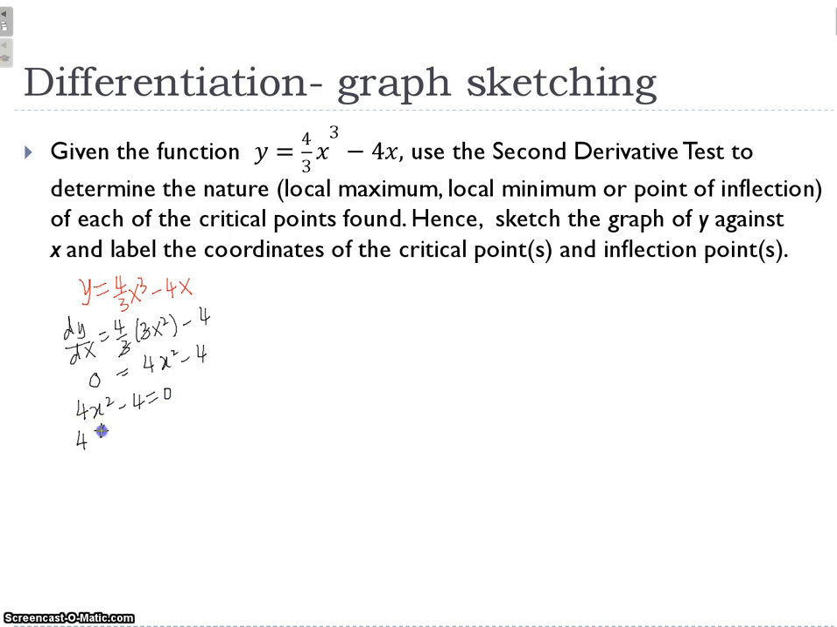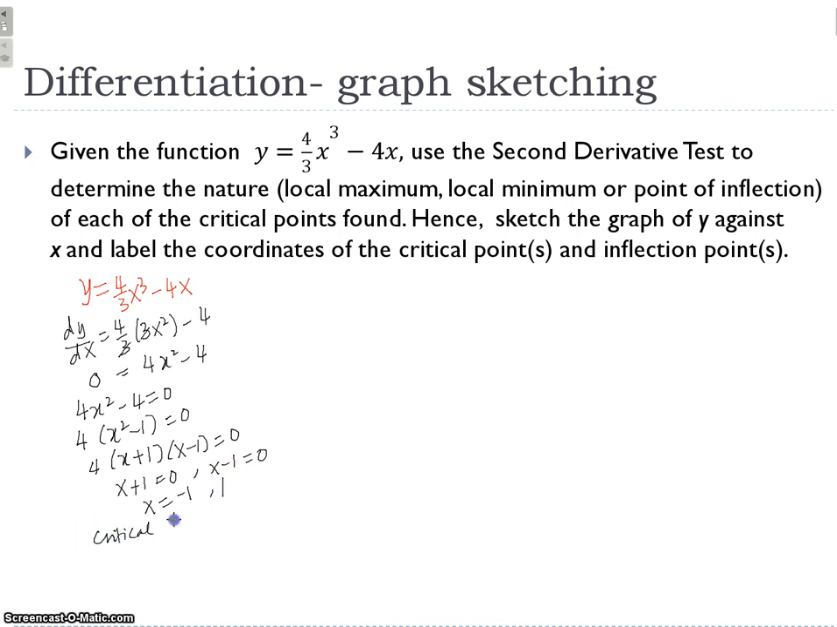We factorize 4. We factorize 4 times (x squared subtract 1). So we have 4(x plus 1)(x subtract 1) equals 0. So we have two critical values, x equals -1 and x equals 1.